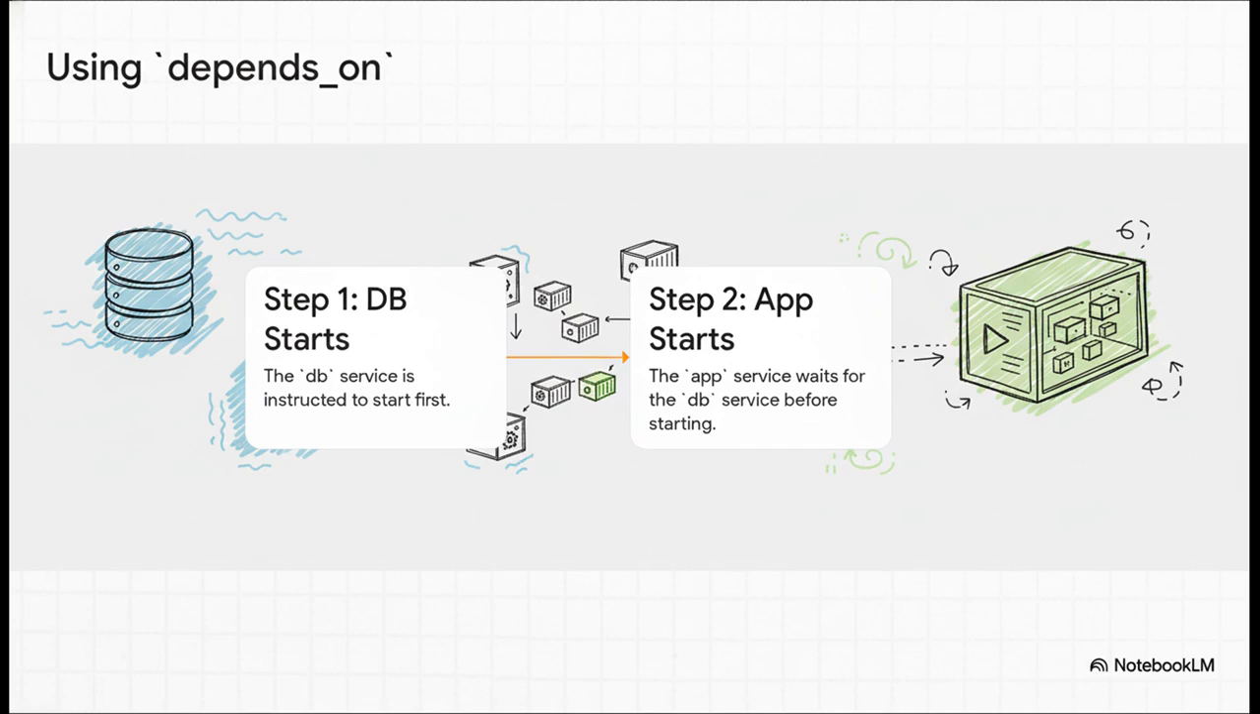So what happens if your app starts up before the database is ready to accept connections? It's probably going to crash, right? Well, that is what depends_on is for. It's you telling your app, hey, don't even try to start until the database container is up and running. You just tell your app service it depends on the db service, and Compose handles the rest.